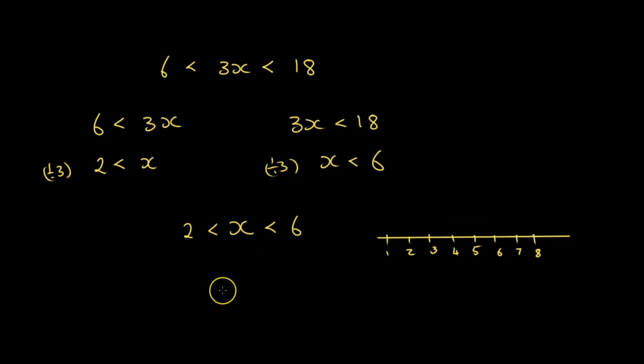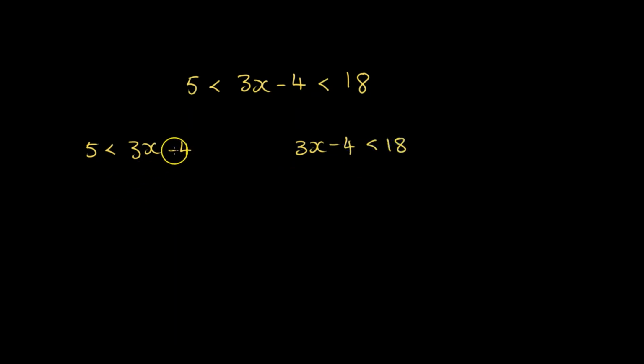Now, if this was slightly different, if x was less than 2 or x was greater than 6, well, again, we'd have our circles above 2 and 6, hollow circles, except this time we want the numbers that are less than 2. So my line is going to be travelling to the left, and we want the numbers that are greater than 6 as well, so I would represent it like that. So let's look at a slightly harder example again.